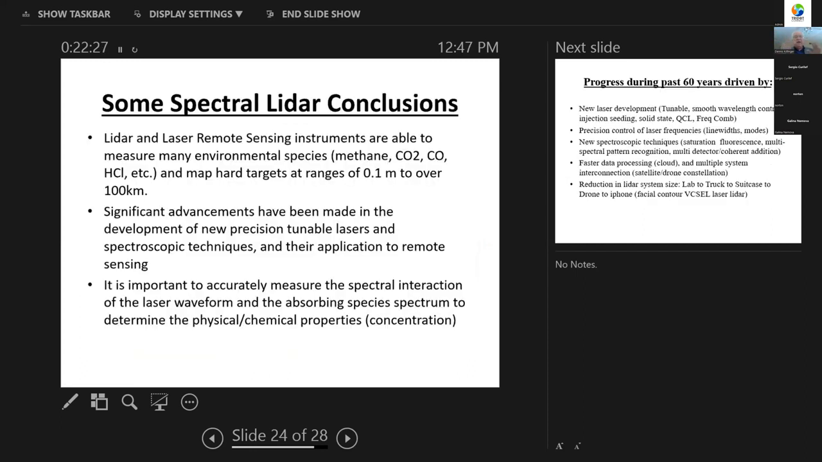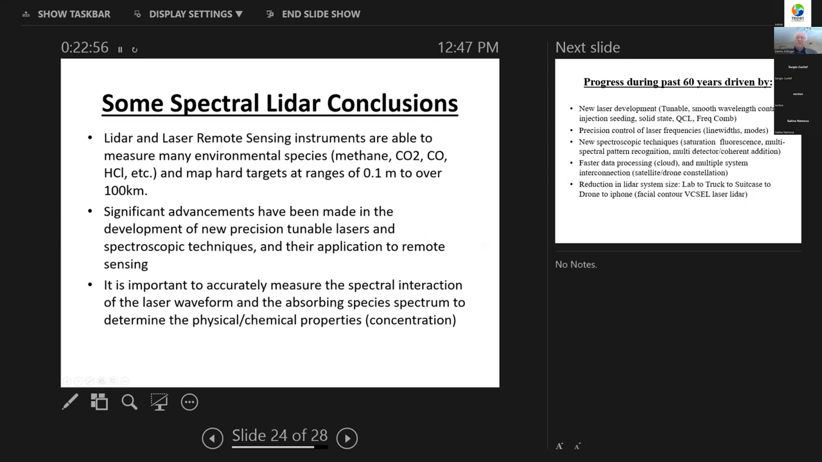Some of the things I've tried to show is some of the Lidar, what I call conclusions from this. Lidar and laser remote sensing is able to measure many environmental species. Ones I haven't shown, but CO2, CO, HCl, methane. There's about 20 different species that they've been able to measure in the atmosphere. You can map out hard targets, from very short ranges out to long ranges.